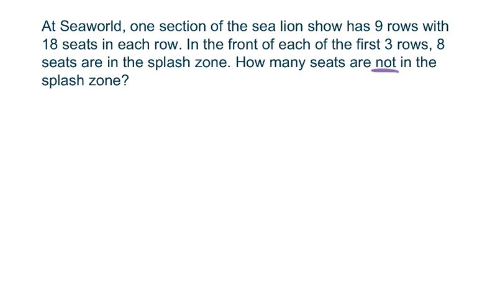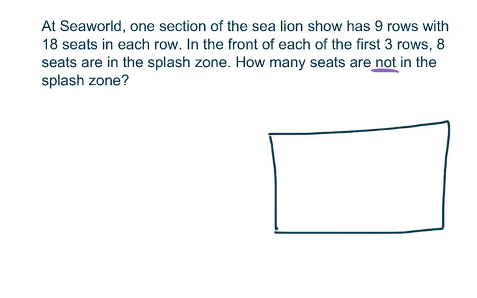Now this gives us a lot of information. So what we're going to be doing with these types of problems is drawing either a diagram or a table to help us figure out how to solve our problem. We're going to start by drawing a rectangle so we can see what we're dealing with here. Now we need to label our rectangle. We have 9 rows and there are 18 seats in each row. So I'm going to label my rectangle 9, and that 9 represents my rows, and then 18, and that 18 represents my seats.